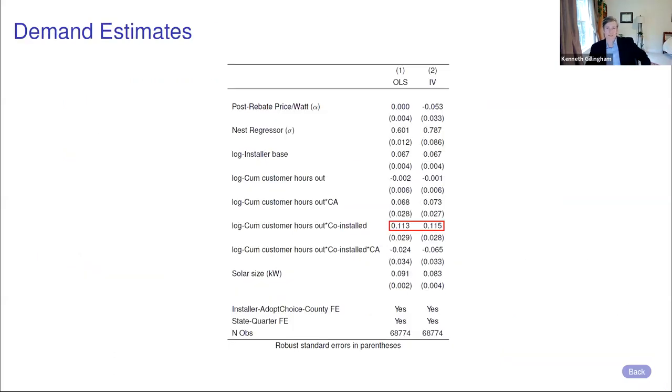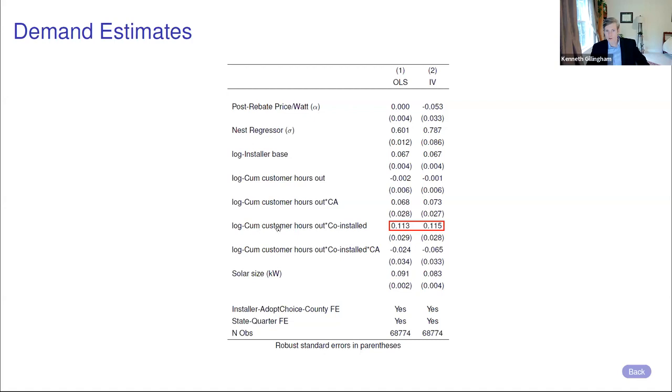Let me talk about the demand estimates quickly. I'm going to start here with the post-rebate price per watt. When we estimate the model without the instruments, that's what this column is, we basically get nothing. When we estimate it with instruments, we get relatively sensible values for the price per watt. So we see it's negative, and this gives us an elasticity that is well in line with the literature. A very sensible elasticity for when you change the price, what that means for how many people purchase solar or solar and storage. The other thing to mention here is we also look at the outages.